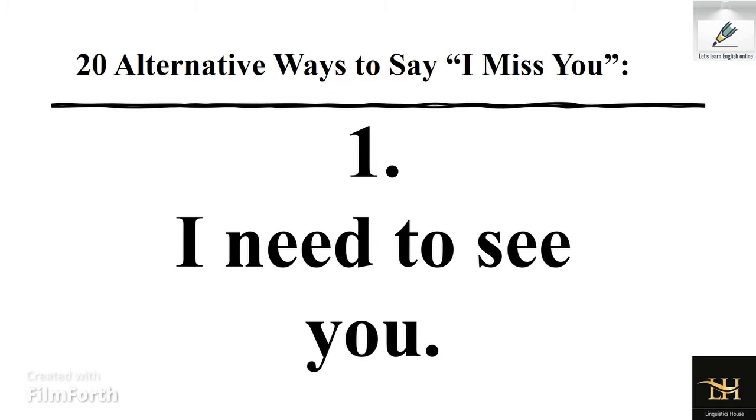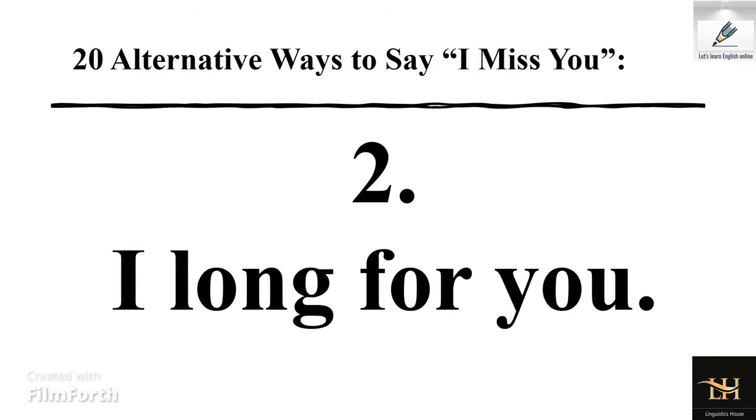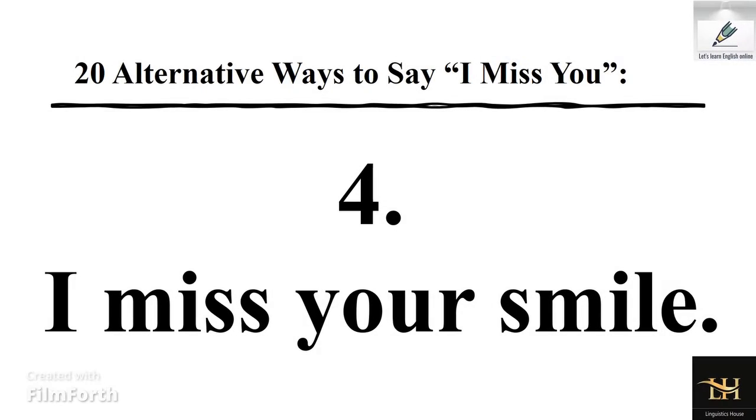First alternative way to say I miss you is I need to see you. Second alternative way to say I miss you is I long for you. Third alternative way to say I miss you is I yearn for you. Fourth alternative way to say I miss you is I miss your smile.